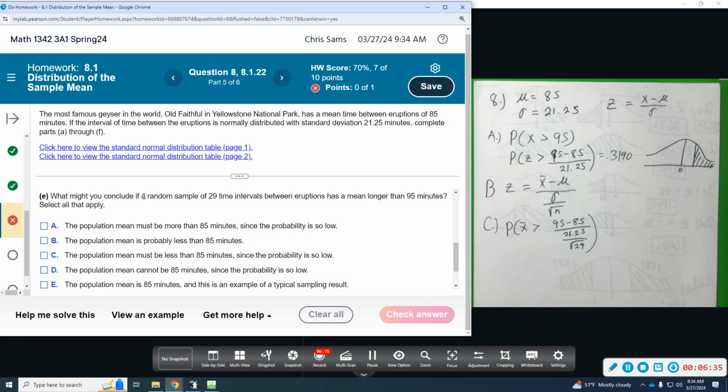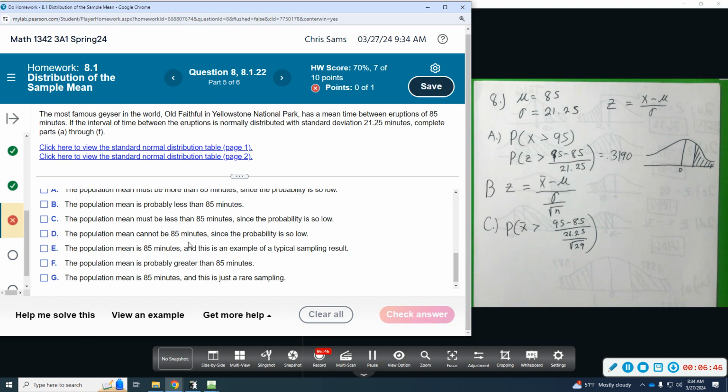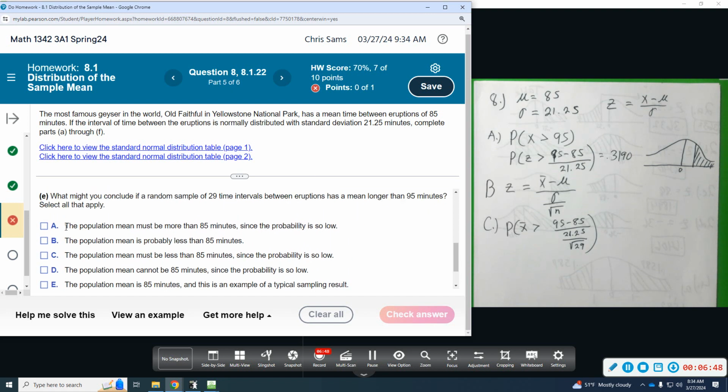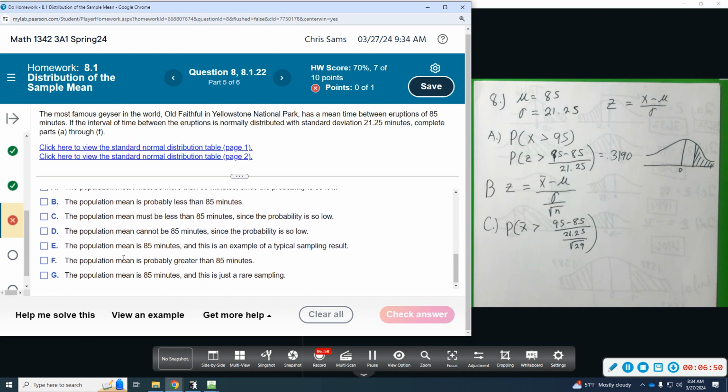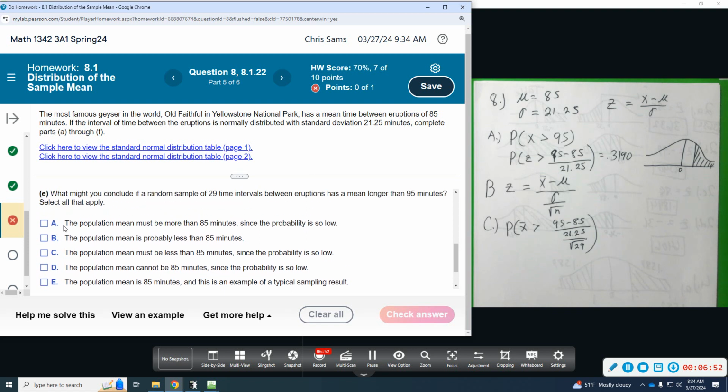What might we consider if a random sample of 29 time interval eruptions has a mean longer than 95? So if this was the case, which is a very, very small chance, we have to look at these options and figure out which one is going to be the best response. It says select all that apply, so there may be more than one. The first one says the population mean must be more than 85 since the probability is so low.